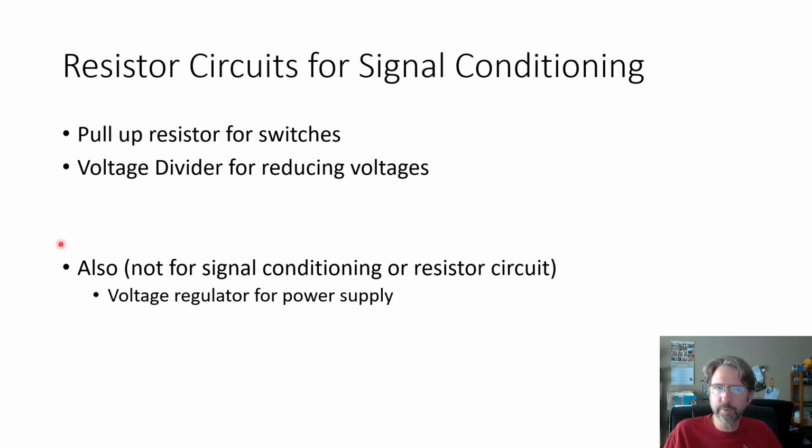All right, so that was the summary of the resistor circuits we used for signal conditioning. The pull-up resistor, if you're using a switch as a sensor. The voltage divider reduces voltages in a really easy way. We also looked at the voltage regulator. It's not really used for signal conditioning, and it's also not a resistor circuit, but it came up because you shouldn't be using a voltage divider when you need a voltage regulator.